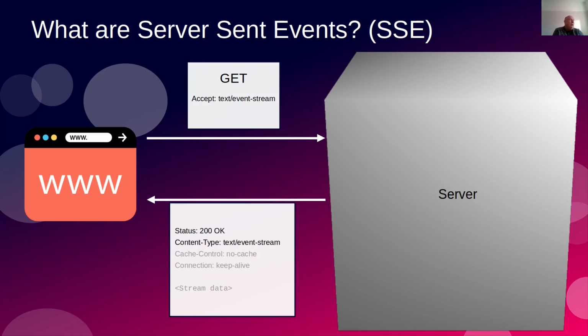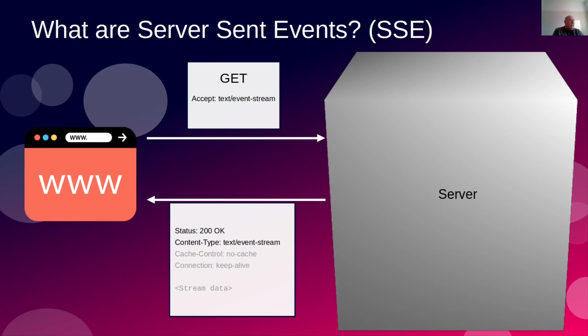So how does it work? It's actually fairly simple. It's triggered from the web page, which sends a GET request to the specified endpoint on the server, and it says that it accepts text/event-stream content in return. And then the server will respond with a success, a 200 status message, and it'll return the requested text event stream.